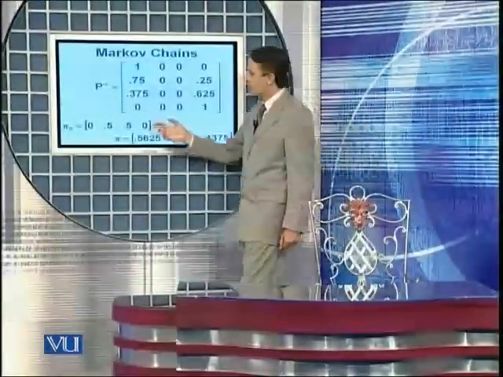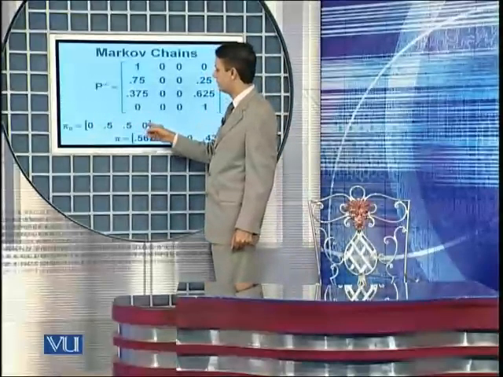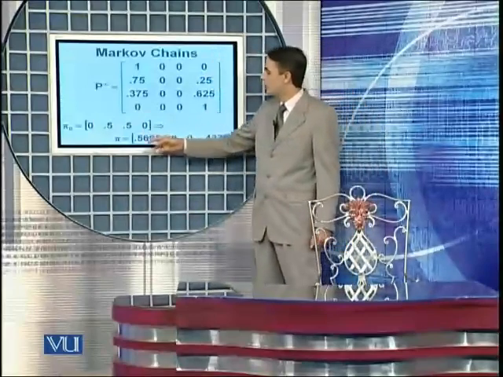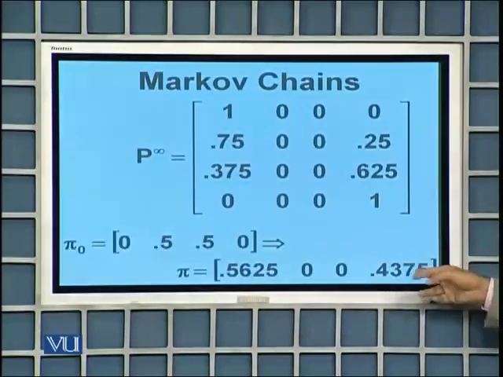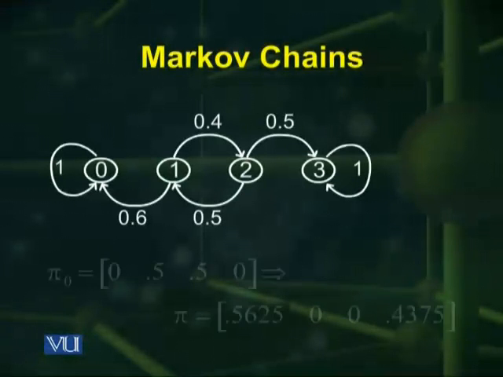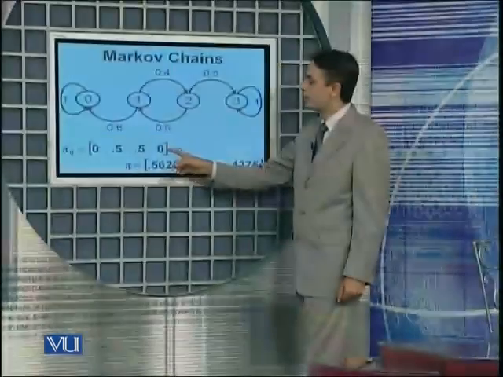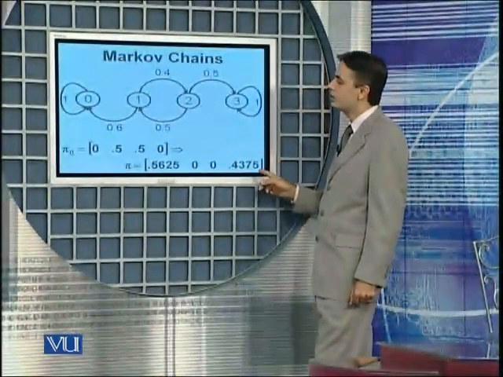Suppose you start with an initial probability distribution of 0, 0.5, 0.5, 0, then the long-term stationary distribution is 0.5625, 0, 0, 0.4375. That implies that if we start either in state 1 or state 2 with equal probability, then the probability of getting trapped in state 0 is higher than getting trapped in state 3.